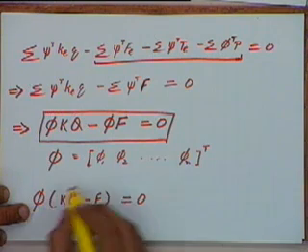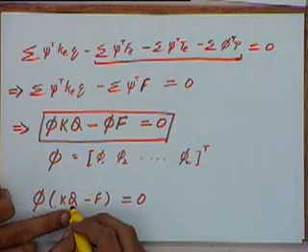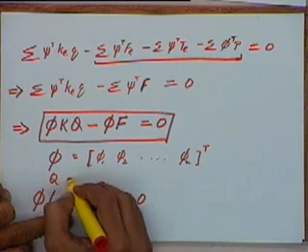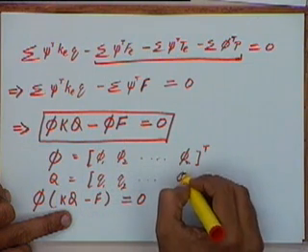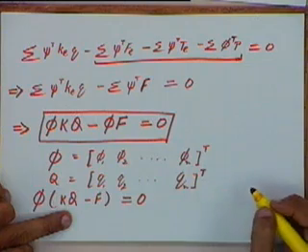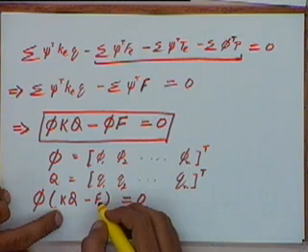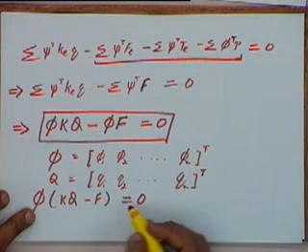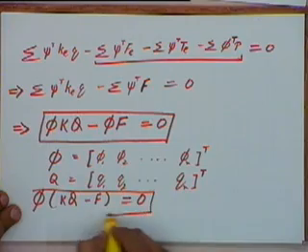Here phi is the global matrix of virtual displacements, Q is equal to Q1, Q2 till Qn transpose, the global matrix for deformations, F is the global force matrix, and K is the global stiffness matrix. So we will get phi into KQ minus F equal to 0, and this is the equation that we will be using for the Galerkin's approach.